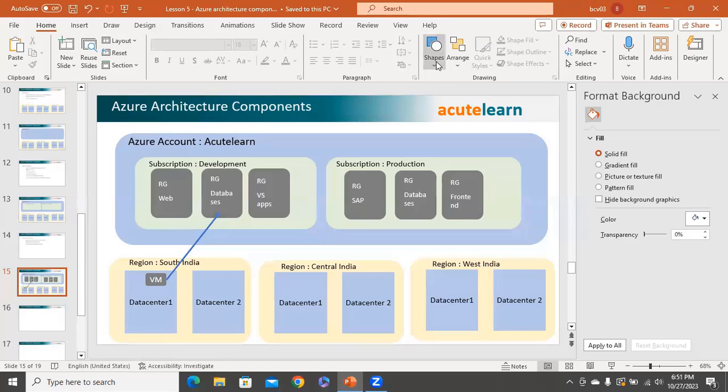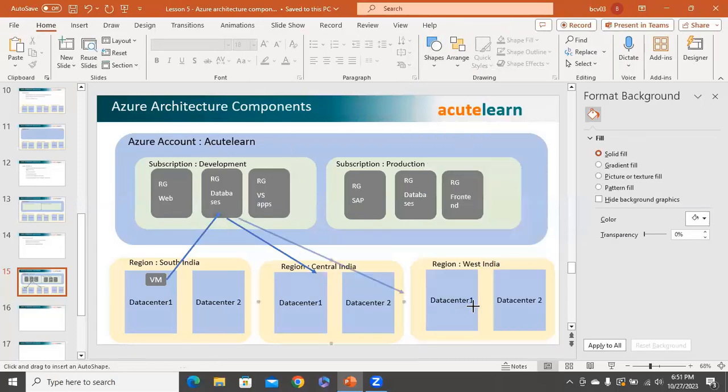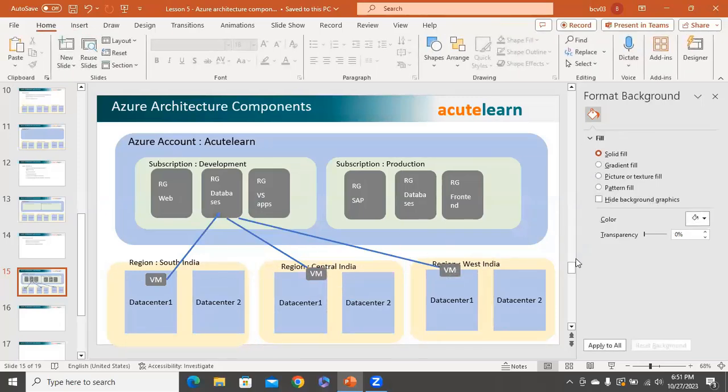Now, a resource group doesn't have any restrictions. It can consist of resources from any geographical regions. So I can create virtual machines across the regions. One resource group can have multiple resources created, which can be logically grouped.